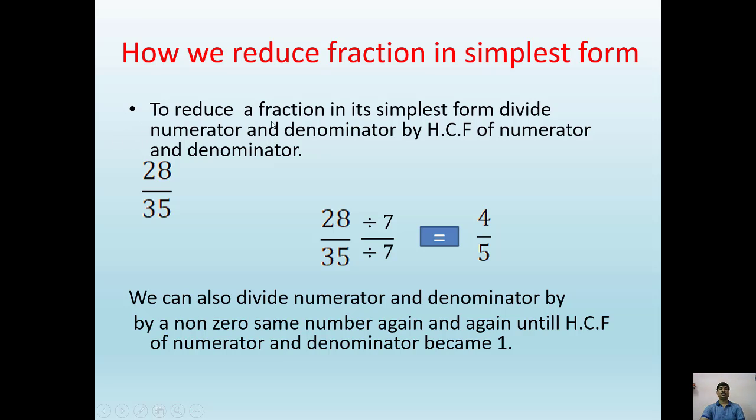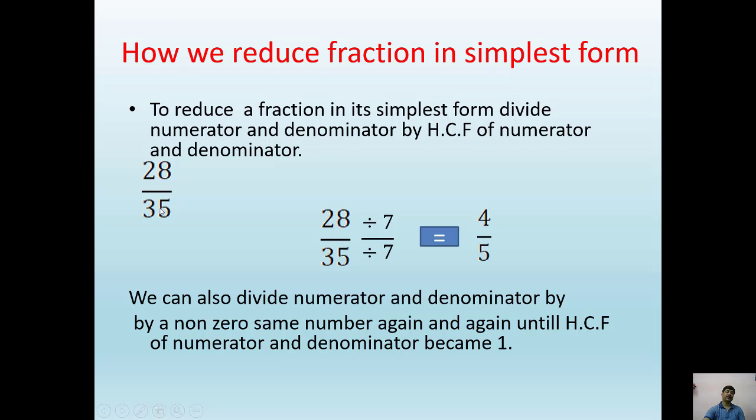How do we reduce a fraction to the simplest form? To reduce a fraction to its simplest form, divide numerator and denominator by the highest common factor of the numerator and denominator. If we want to reduce a fraction to its simplest form, we have to divide the numerator and denominator by the HCF, highest common factor, of the numerator and denominator.